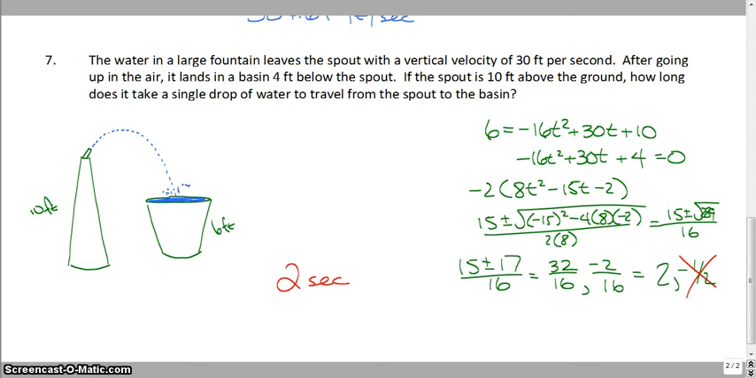Remember, vertical motion with a velocity, you need the v sub 0 times t. If it's just a drop or a horizontal throw, you do not need it, and you can just use the drop formula.